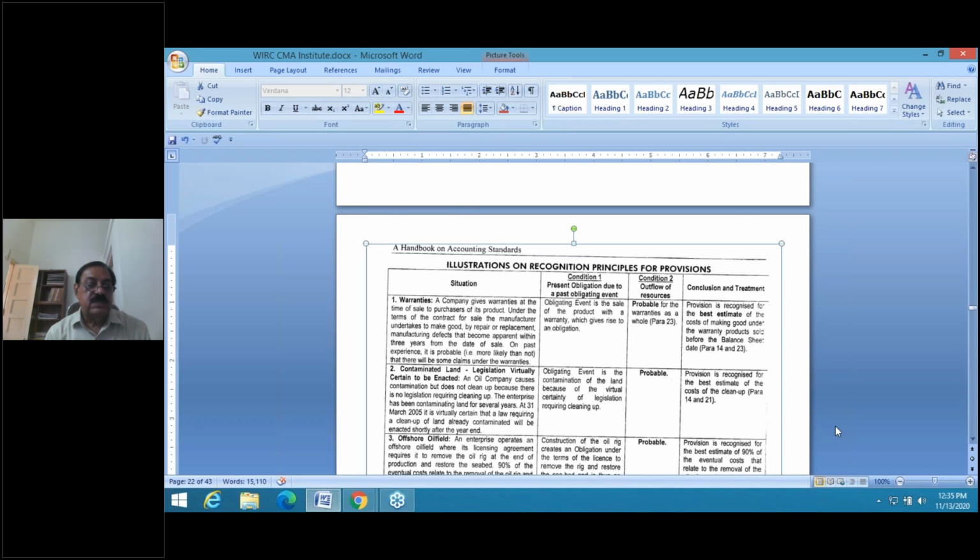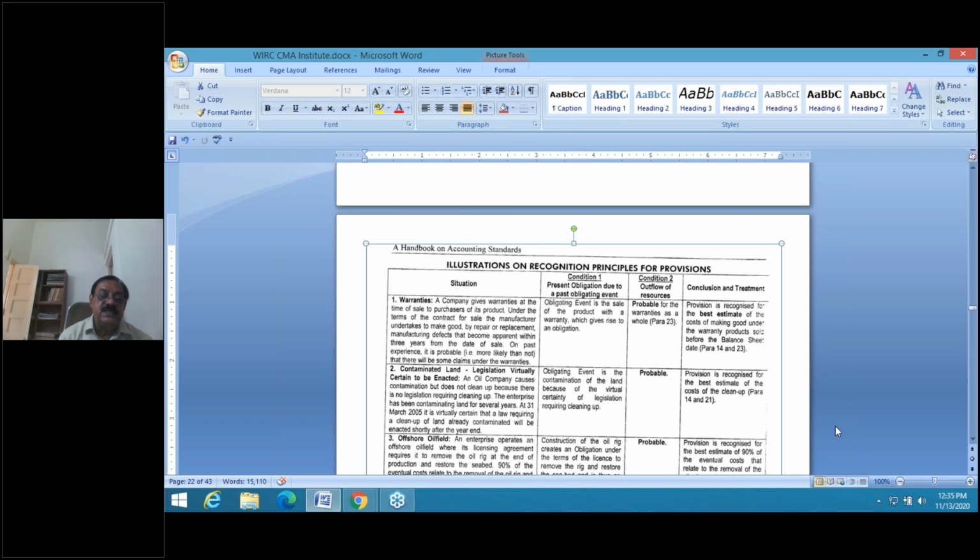An oil company causes contamination but does not clean up because there is no legislation requiring cleaning up. The enterprise has been contaminating land for several years. As at 31st March 05, it is virtually certain that a law requiring cleanup of land already contaminated will be enacted shortly after the year end. So friends, should I make provision for this cleaning of the contaminated land or not?